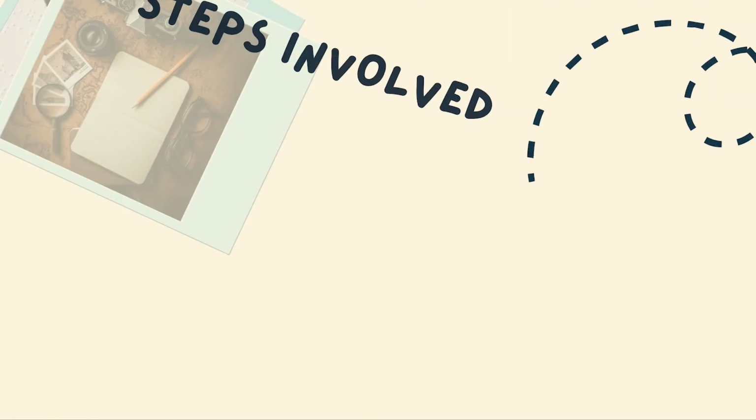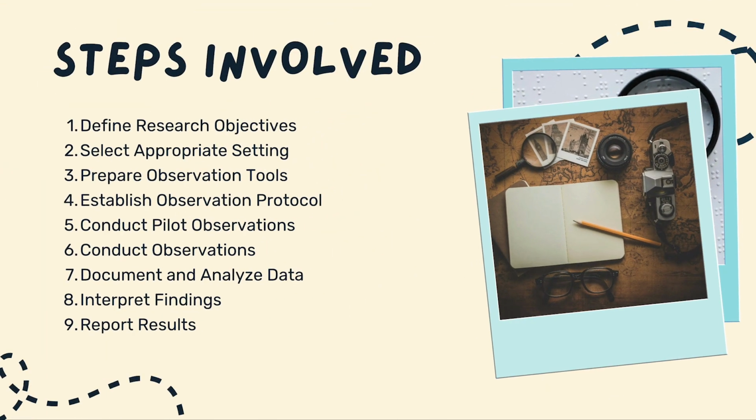The steps involved. In the first step of employing the fly on the wall technique, it's crucial to clearly define your research objectives. This involves identifying the specific behaviors you aim to observe and understand. Once you have defined your objectives, the next step is to select an appropriate setting for your observations. Consider where the target behaviors are most likely to occur naturally.